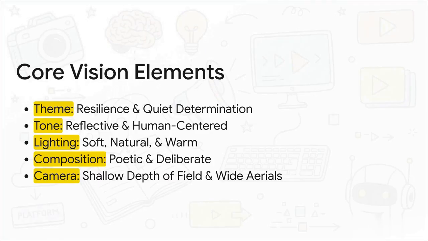Now this, right here, this is where the magic happens. Look at how we're breaking down that big, abstract emotional vision into technical language that an AI can actually understand. We're translating a feeling into an instruction. So a reflective tone becomes soft, natural lighting. A human-centered feeling is created using a shallow depth of field. It's that blur in the background that draws us right into a person's world. This translation is the key to getting the exact visual style you're picturing in your head.